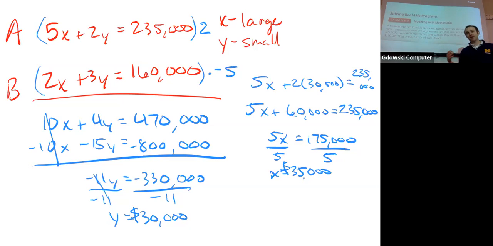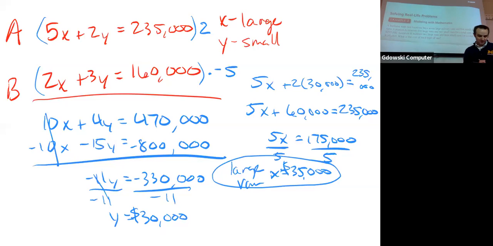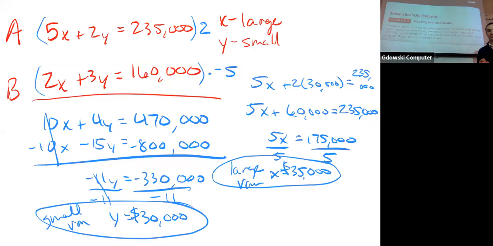Okay, and that's a common mistake on the quiz that's coming up. When you get those word problems, don't just write an ordered pair. Tell me what they are. So for my answer, I would say something about the large van being 35,000 and then the small van being 30,000, just so that we know for sure which one's which there.